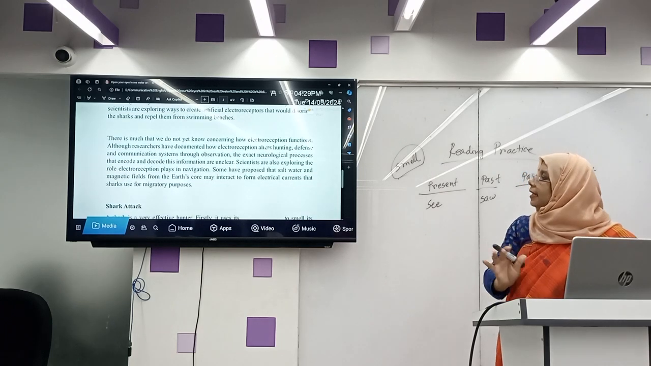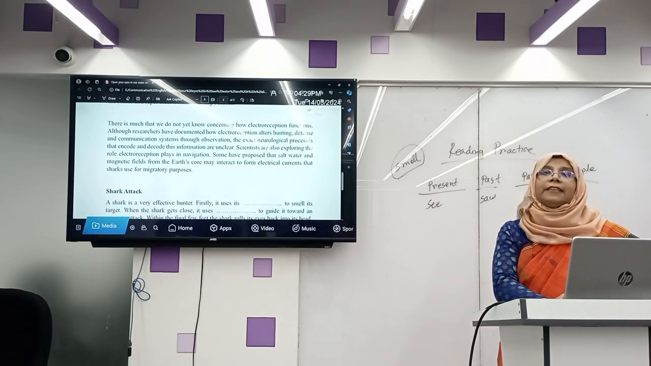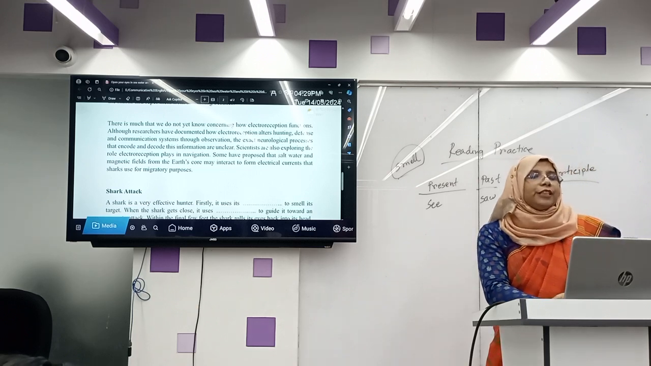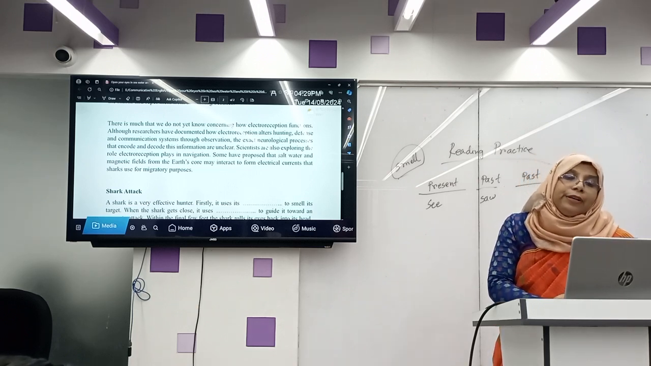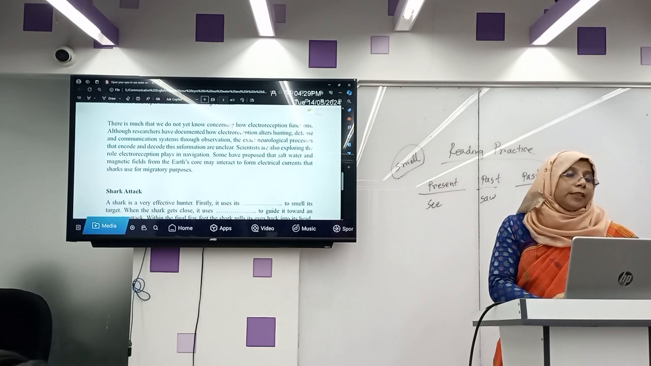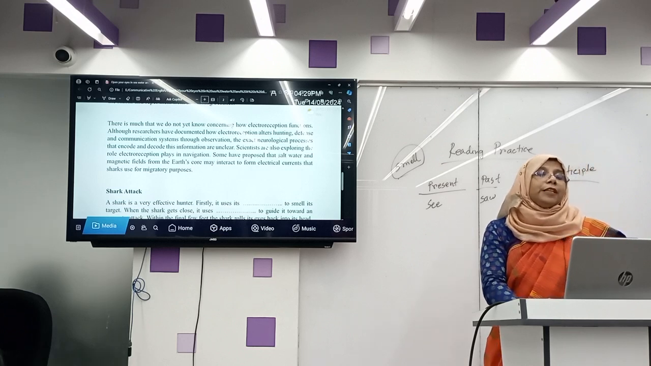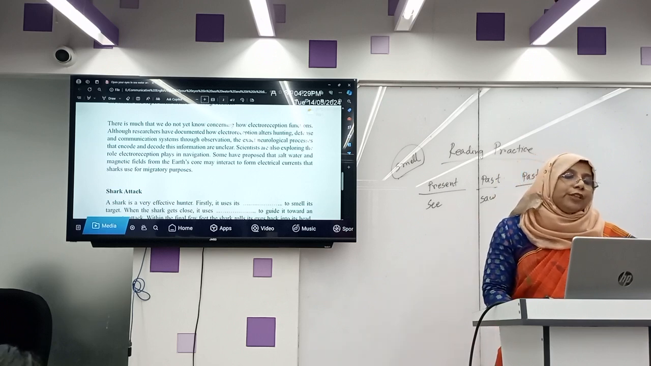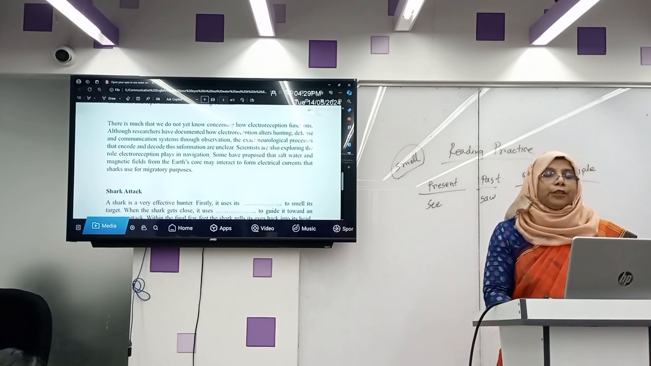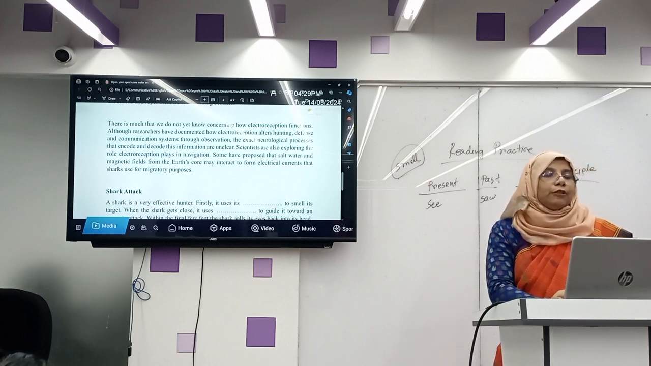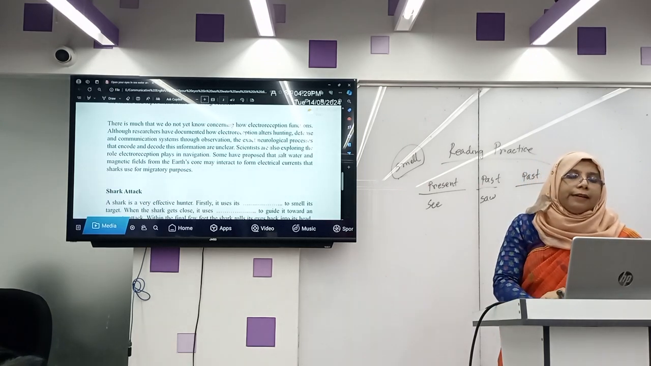Okay, this is the last passage, so be attentive. There is much that we do not yet know concerning how electroreception functions. Although researchers have documented how electroreception alters hunting, defense and communication systems through observation, the exact neurological processes that encode and decode this information are unclear.